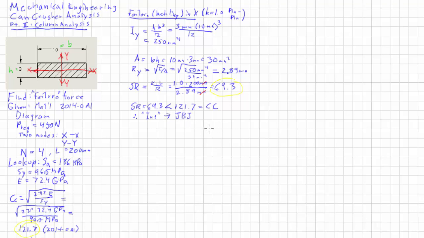And if it's intermediate, we use the J.B. Johnson formula. The J.B. Johnson formula tells us that the critical force is equal to the yield strength times this mess, 1 minus the yield strength times the slenderness ratio squared all over 4 pi squared times the elastic modulus. And because we're looking for the critical load, we multiply this times the area.